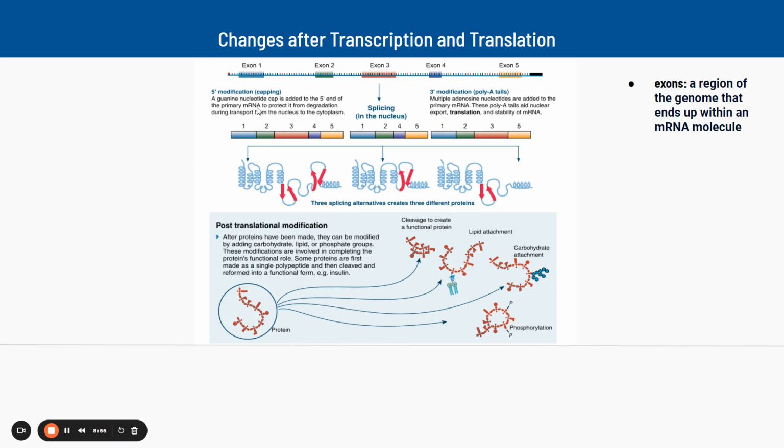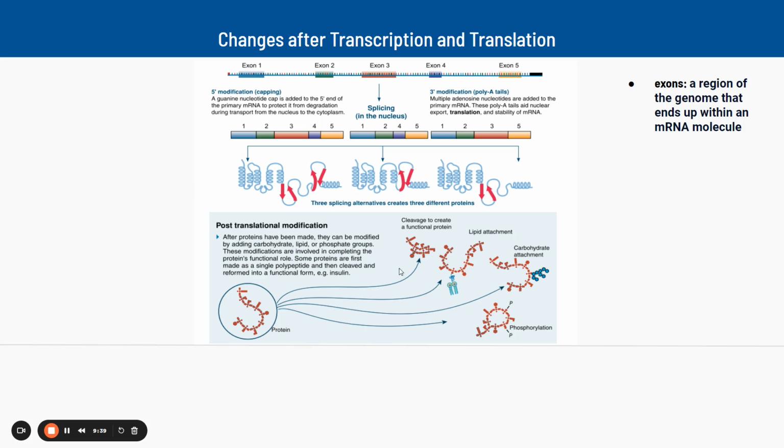So you have a guanine nucleotide cap added to the 5' end of the primary mRNA to protect it from dissolving during transport from the nucleus to the cytoplasm. And you have multiple adenosine nucleotides that are added to the primary mRNA. These are poly A tails, that's what we call them. Poly means many, A means adenosine. So poly A tails aid nuclear export, translation, and stability of the mRNA strand. And this is what you see here. So 3 splicing alternatives create 3 different proteins. So that primary mRNA can be spliced and combined in many different ways, and you see that here.